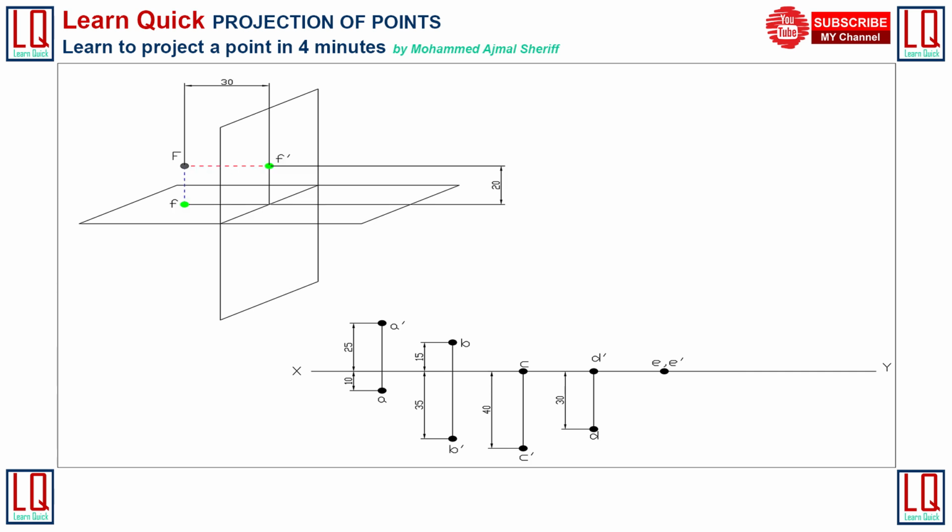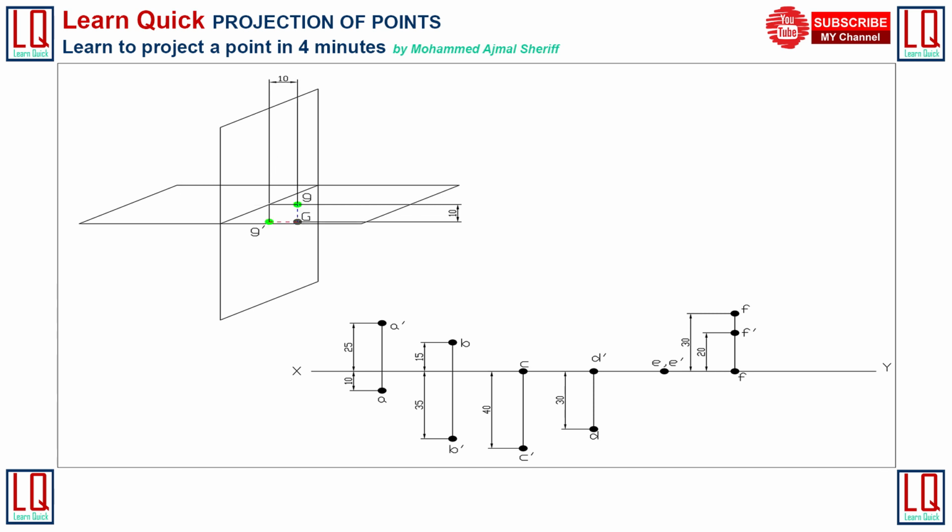Point F is placed 30 mm behind VP and 20 mm above HP, that is in second quadrant. Since we have the reference plane VP in between the observer and the point F in second quadrant, we obtain the front view f dash in VP at a distance of 20 mm above XY line. When point F is viewed from top view, we obtain the projection in horizontal plane at a distance of 30 mm. When the horizontal plane is rotated clockwise, we obtain the top view projection at a distance of 30 mm above the XY line.